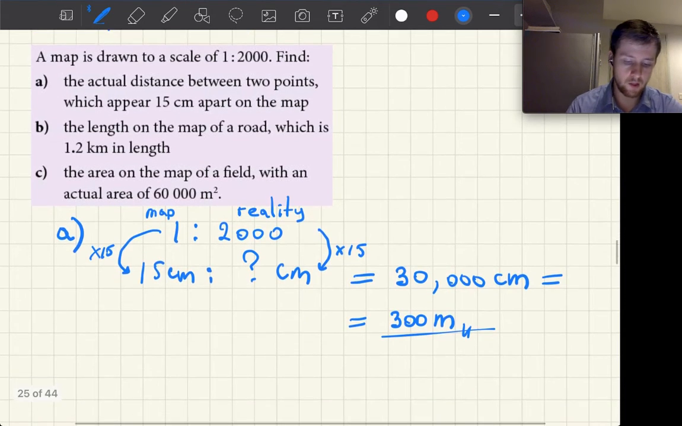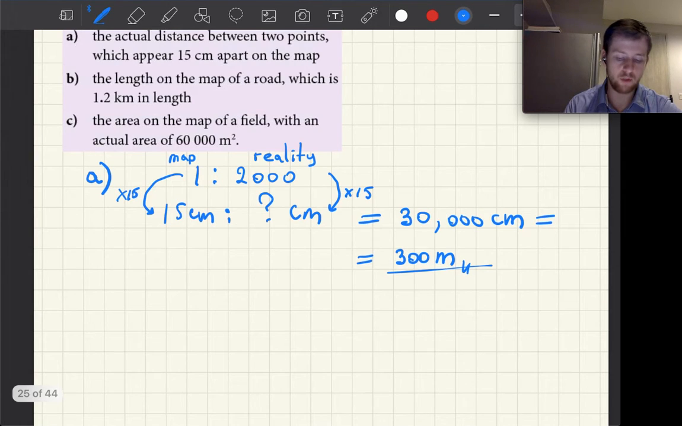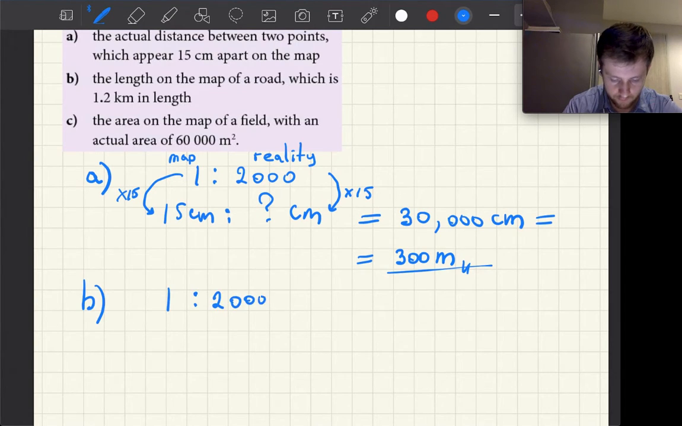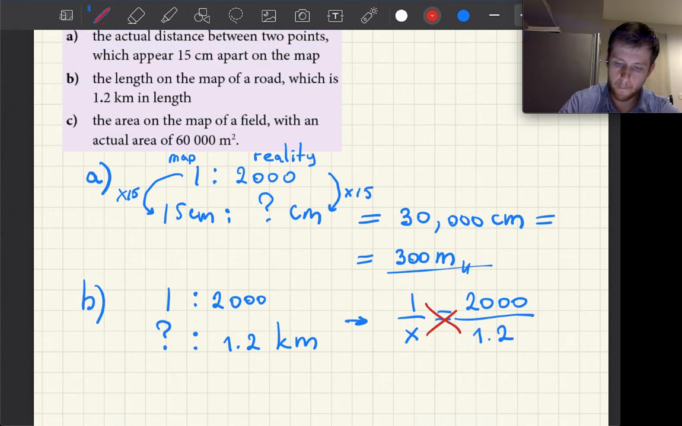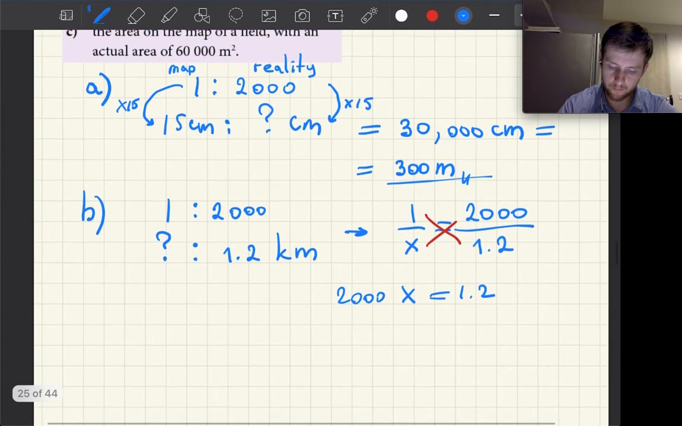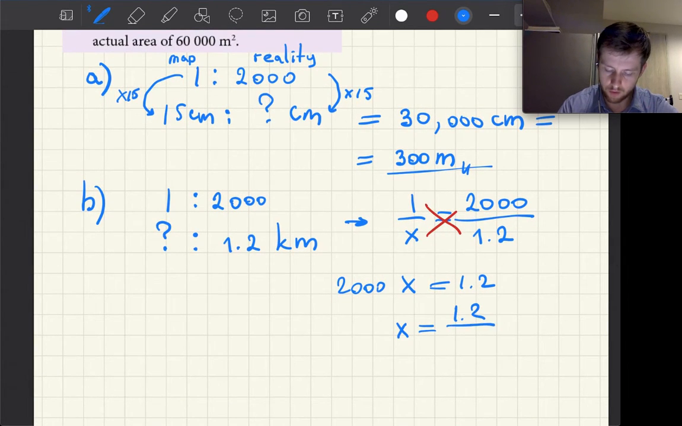Okay, next one, the length on the map of a road, which is 1.2 kilometers in length. So let's do this. Again, the scale is 1 to 2000. The road is 1.2 kilometers in length. What does it become on the map? Here we can use the equation method. So we can say that 1 over x equals 2000 over 1.2. I can cross multiply: 2000x equals 1.2. x would be equal to 1.2 divided by 2000.